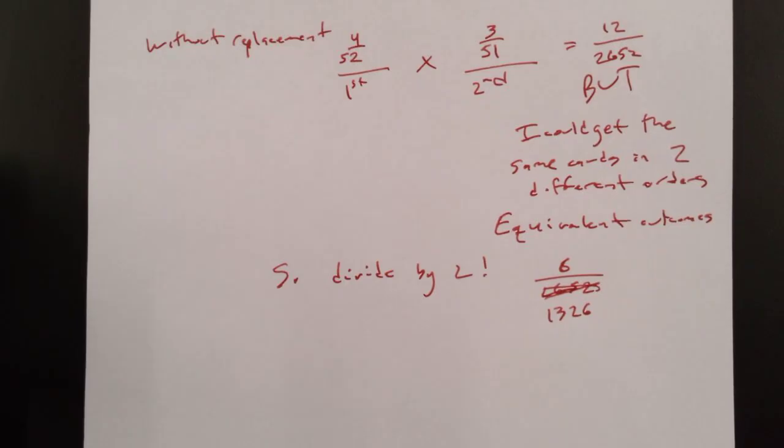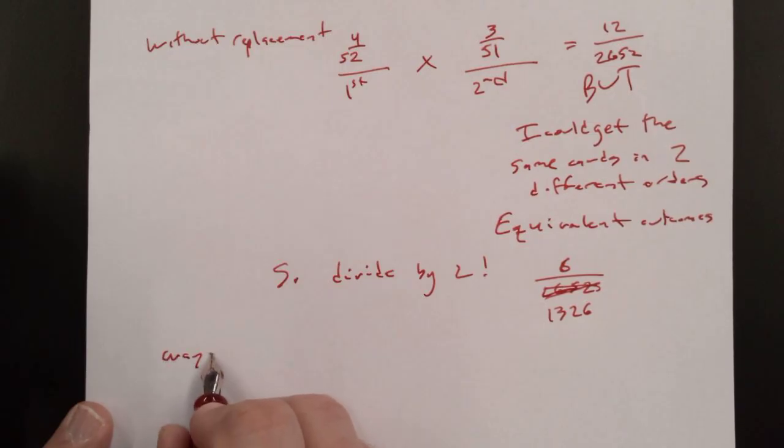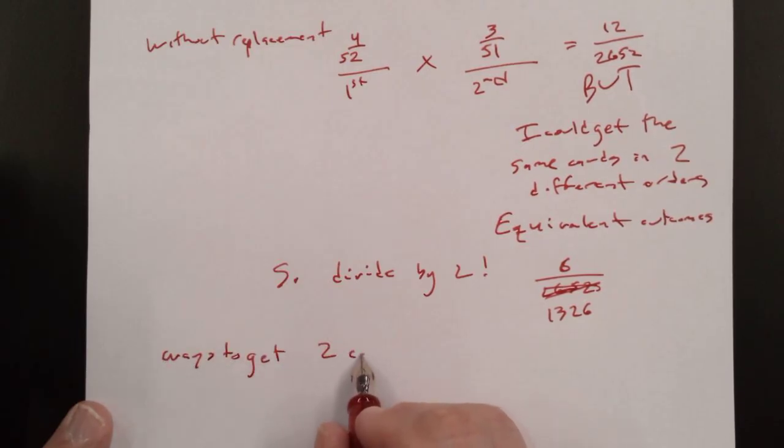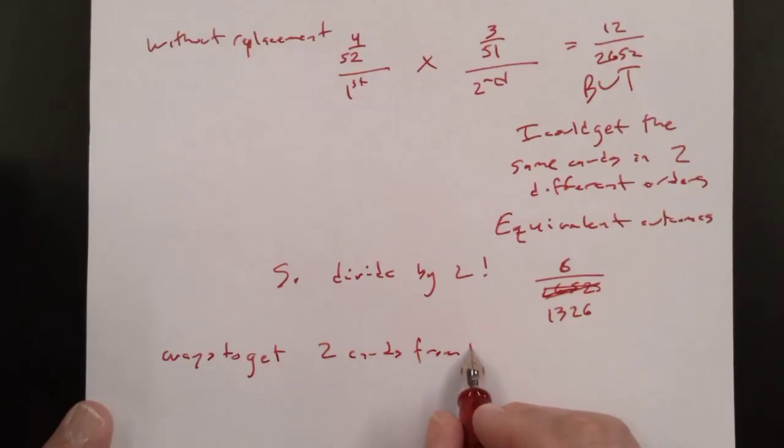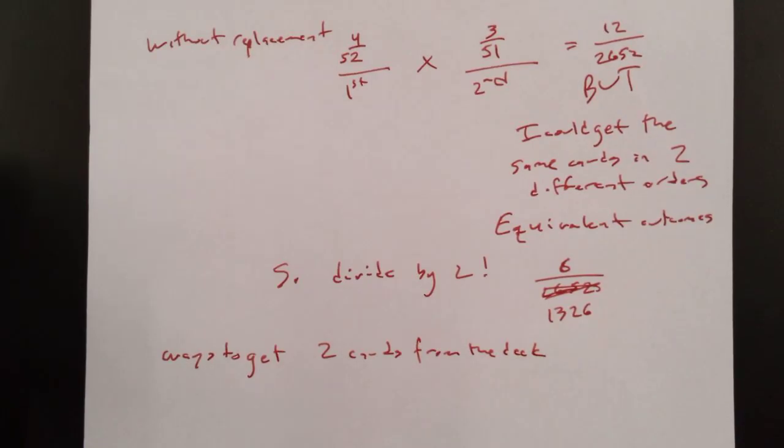So let's not think of drawing 2 cards, one after the other. Let's think of reaching into the deck once and pulling out 2 cards. I'm going to count my options differently. How many ways can I get 2 cards out of the deck? Any 2 cards? 52C2.